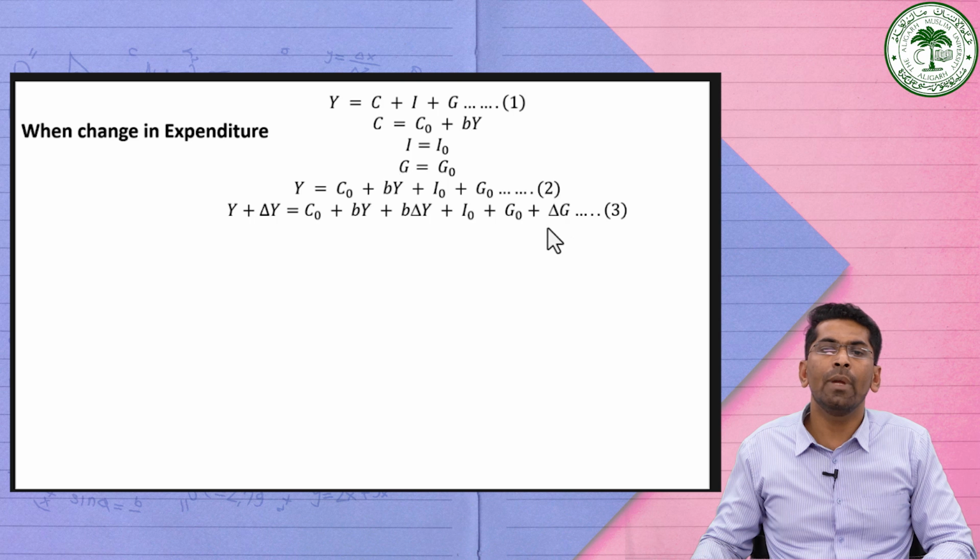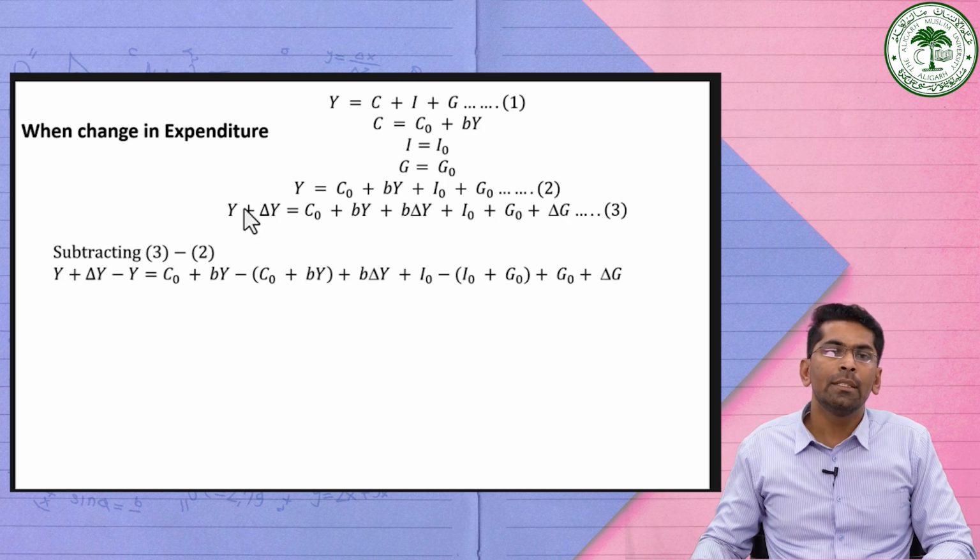Then again we have changes in the government expenditure. This I am denoting as equation number 3. Now we have three equations here. We are going to consider equation number 3 and 2, subtracting equation number 2 from equation number 3. So how will it become?